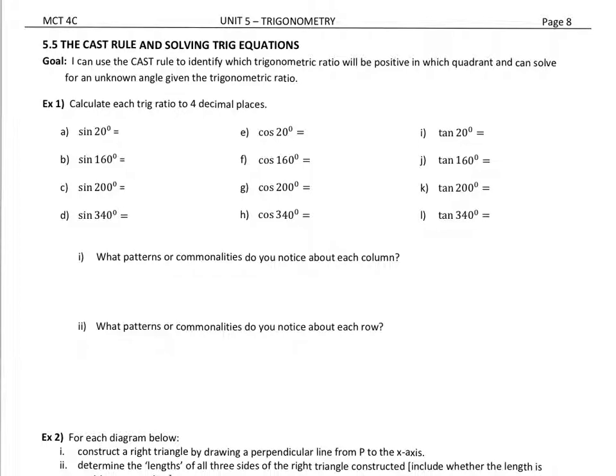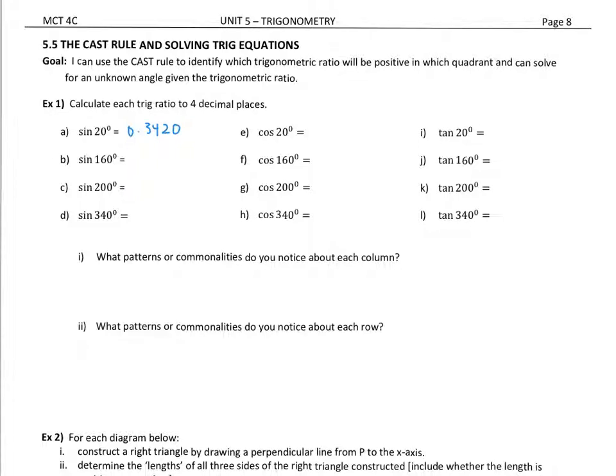All right, so your first job is actually to do example number 1. You don't need my help for this. You're just going to take your calculator and calculate what the sine of 20 degrees is to 4 decimal places. For example, when I do that on my calculator, the sine of 20 degrees, I get 0.3420 approximately. So take some time here, calculate these things, and then we're going to talk about the commonalities that we see.